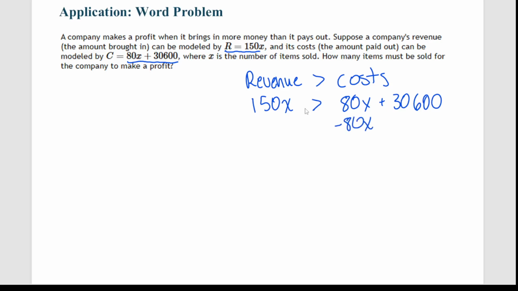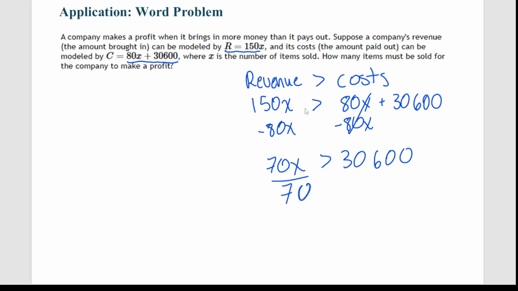So I'm going to subtract 80x from both sides. 80x minus 80x makes 0. 150x minus 80x is going to leave me with 70x is greater than 30,600. Then we're going to divide both sides by 70. In order to do that division, you can either do it the long way or the short way. I'm going to go ahead and just do this the long way to the side.